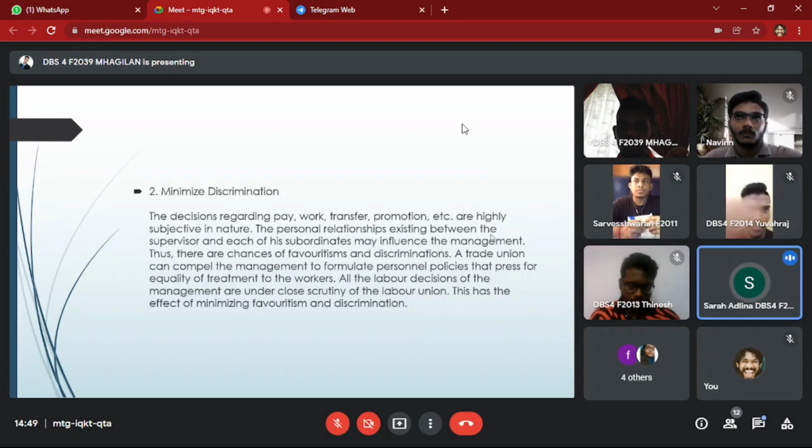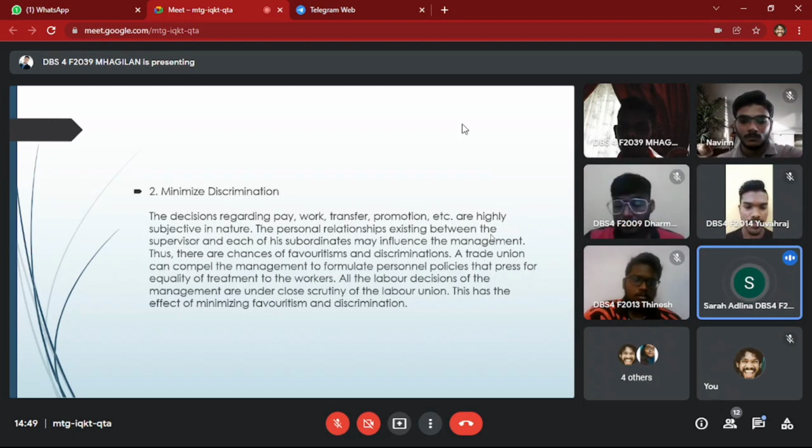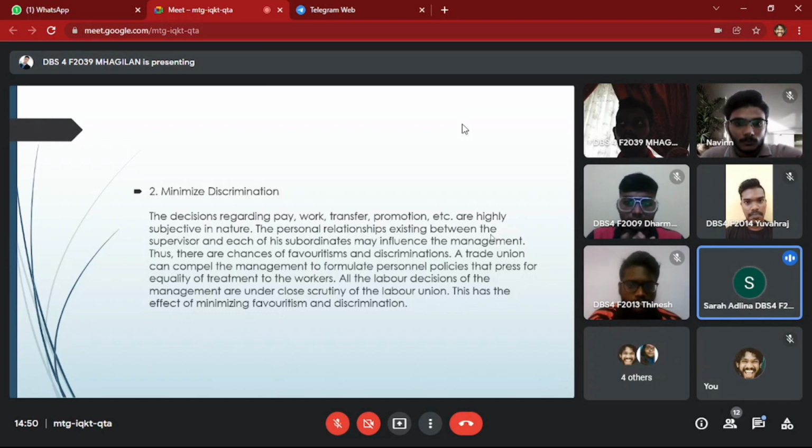A trade union can compel the management to formulate personnel policies that press for equality of treatment of the workers. All the labor decisions of the management are under close scrutiny of the labor union. This has the effect of minimizing favoritism and discrimination.